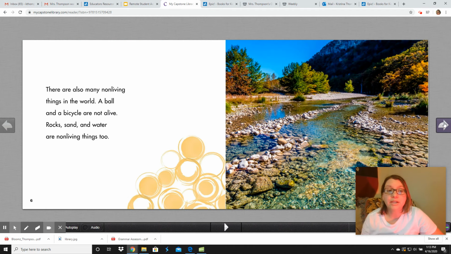There are also many non-living things in the world. A ball, a bicycle are not alive. Rocks, sand, and water are non-living things too. So on this page, we have these rocks and the water and the dirt and the sand. That's not alive. These trees are alive, sure, and these plants, but the water's not alive.